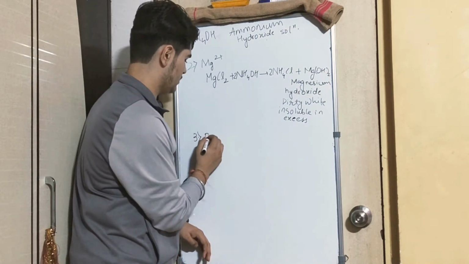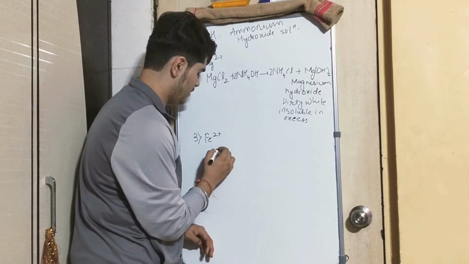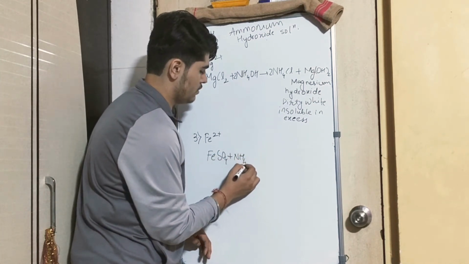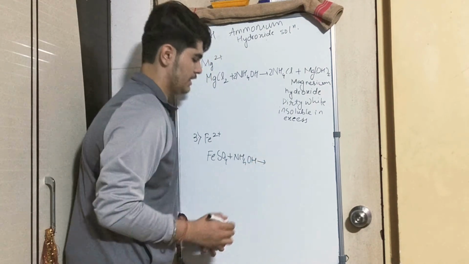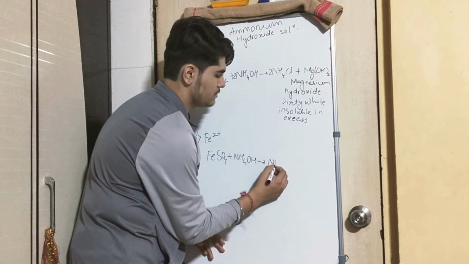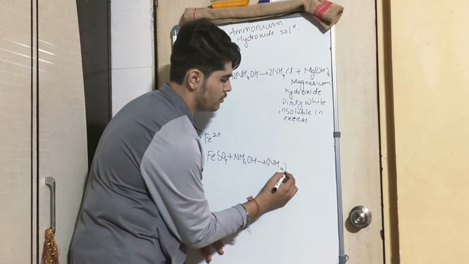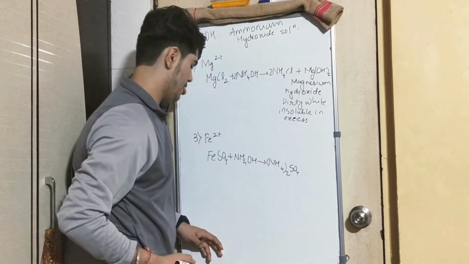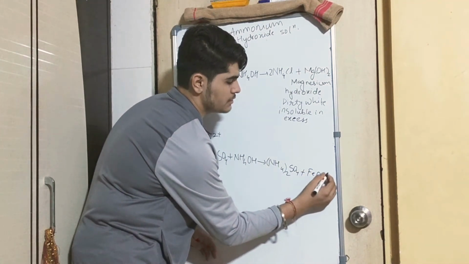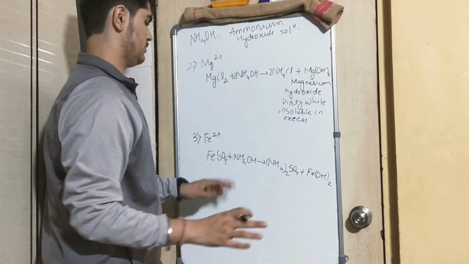Third reaction is with Fe2+ ion. So FeSO4 plus NH4OH gives (NH4)2SO4 plus Fe(OH)2. This is a byproduct which we get. We are not much concerned about this.